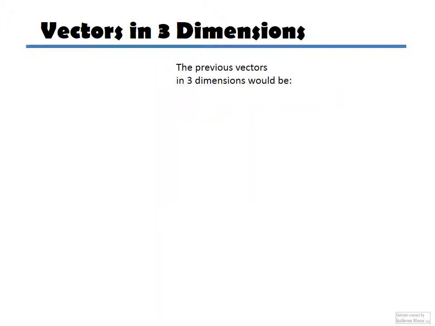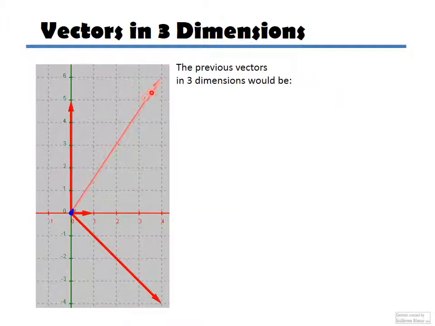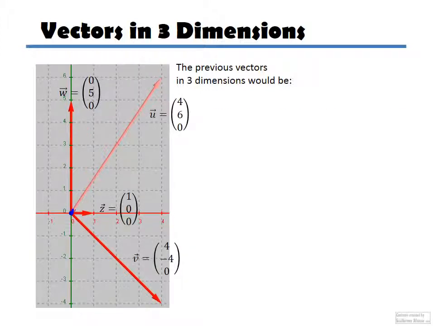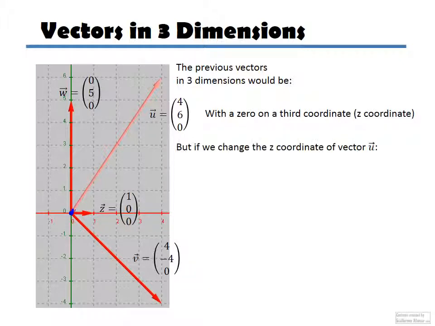Well, in three dimensions, I have the same ones here. Now these ones are just seen from the top, and this blue thing here is actually a new axis that's going towards you. For that axis, I could just have a 0 for the coordinate of each of the vectors. Now, what would happen if it would change? It would be something like this.